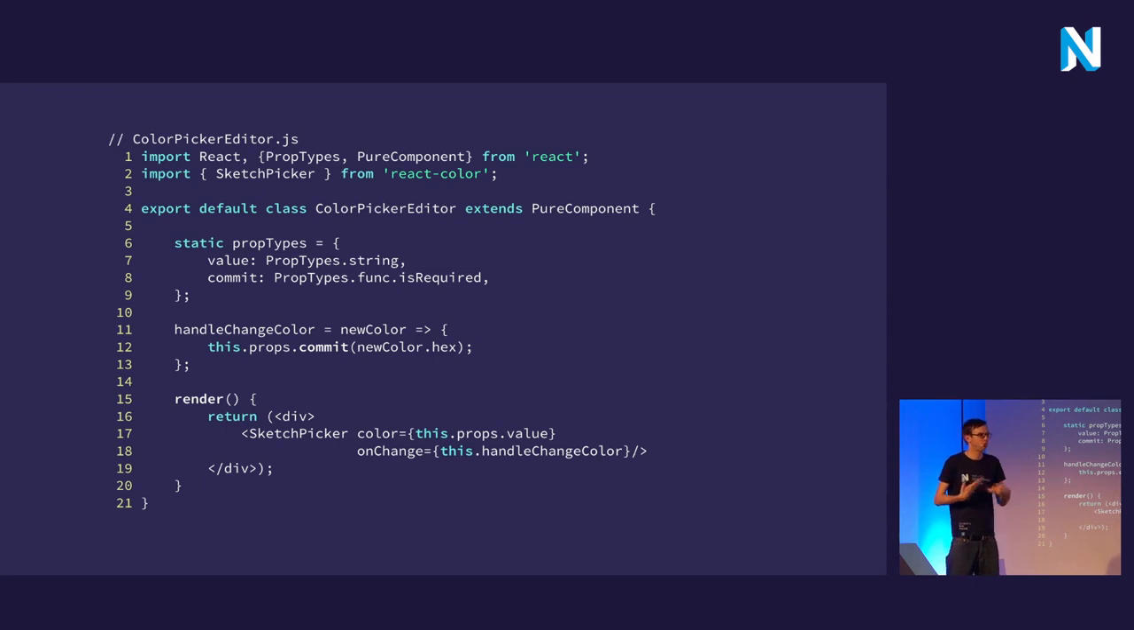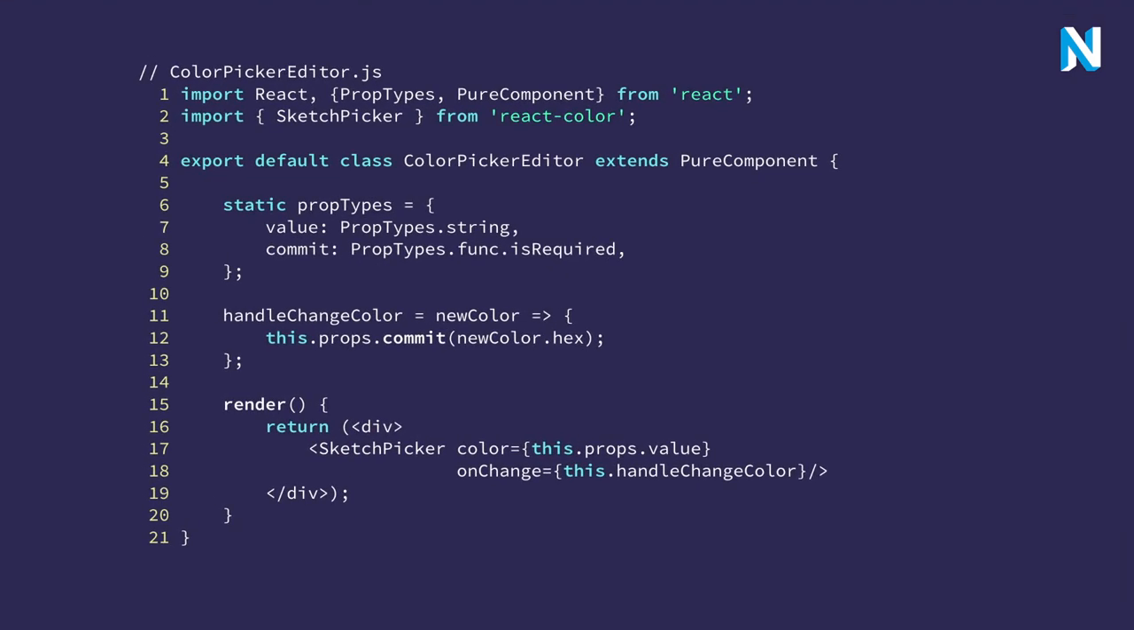And this is what you call for actual modification. So that means for our color picker, we get two things. We have the value as public API. The value contains the currently selected value. That's the API with Neos. And then there's a commit function passed in, which you need to call if the value has changed.